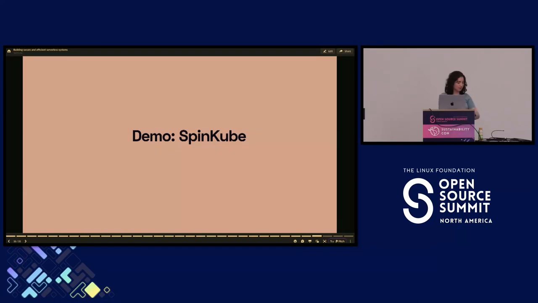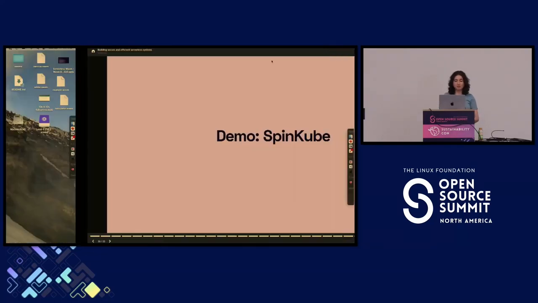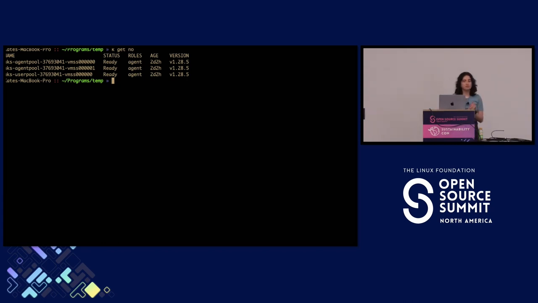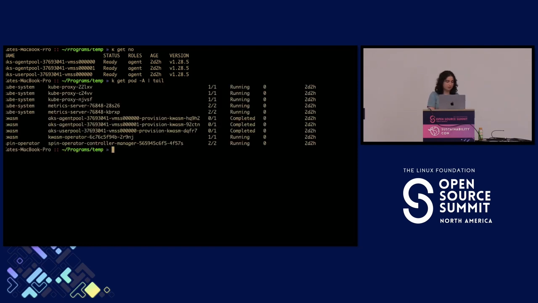Okay, so let's take our demo that we just did and extend it for SpinCube. Right now I have a 3-node cluster with one control plane node and two user nodes, and let's go ahead and look at some of our services here. I mentioned the runtime class manager, which is also called KWasm, and you can see we have three completed jobs. That was the job that loaded that shim on each of those nodes. And then we have our Spin Operator, which is sitting there listening for a SpinApp.